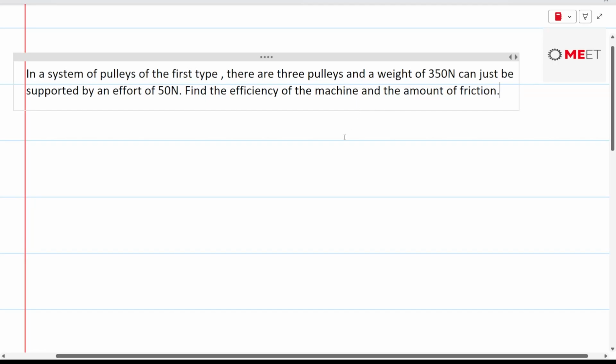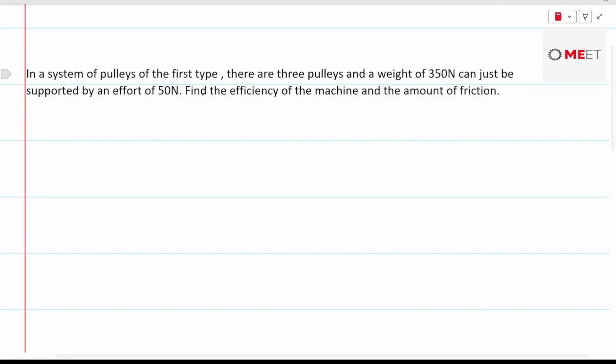The question says about the system of pulleys of first type. There are three pulleys and the weight is 350 that can be just supported by an effort of 50 newtons. Find the efficiency of the machine and the amount of friction. So the number of pulleys mentioned over here is 3, and the weight that needs to be lifted is 350 newtons and the effort that is being imposed is 50 newtons.